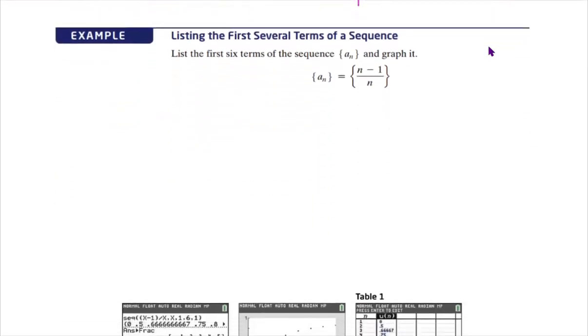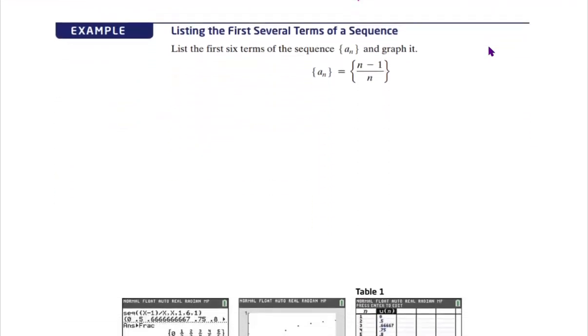So here's an example. This is how they denote sequences. They're not going to write f of n like for a regular function, because it's going to be a set of values. We use the notation a sub n, and you can put it in braces to imply that this is a set of values. So you're going to find a sub n for each value of n.